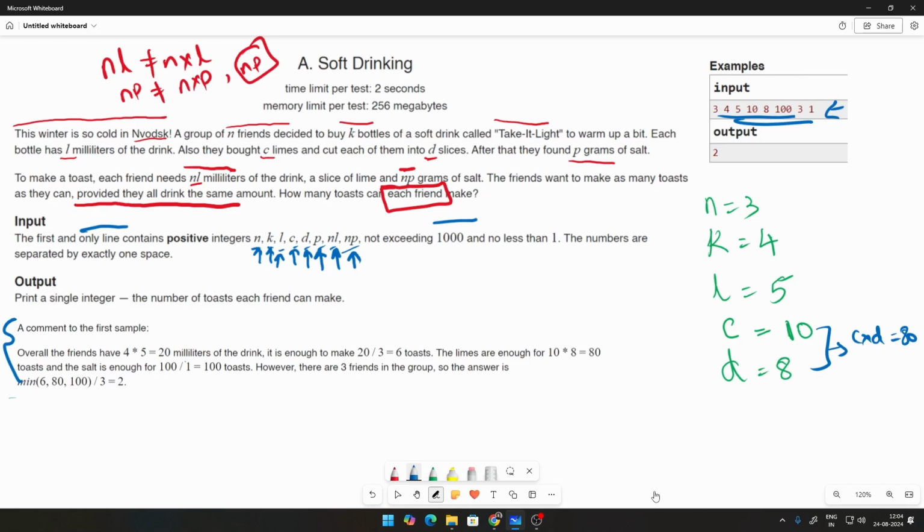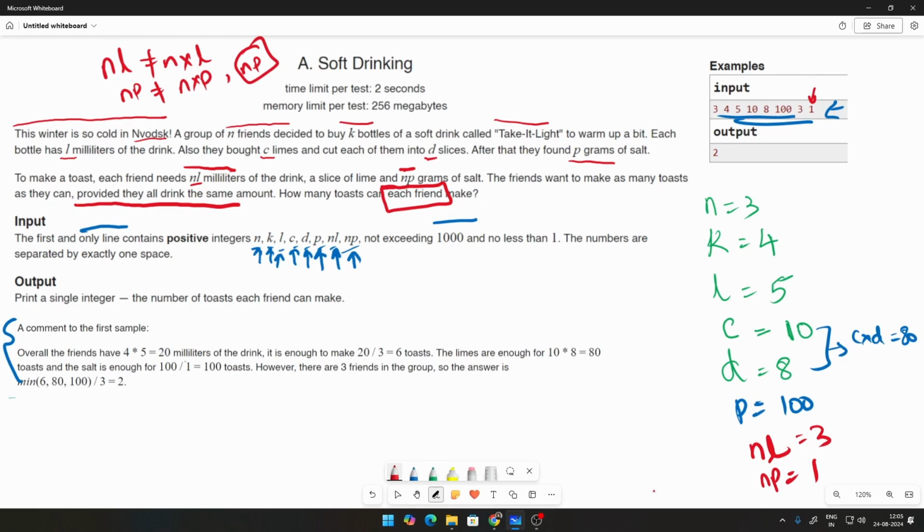And what else do we need to see here? Then 100. Okay, what is 100? This is the grams of salt, right? Then they have given us the grams of salt, that is p. p is 100. You have 100 grams of salt. One toast requires only 1 gram of salt. What is this followed by? This is followed by nl and np. That is why I said np here is 1. That means one toast requires 1 gram of salt and one toast requires 3 milliliters of that particular drink.